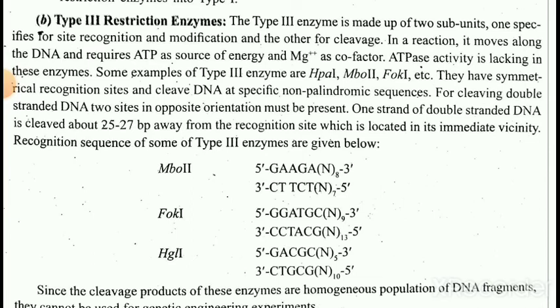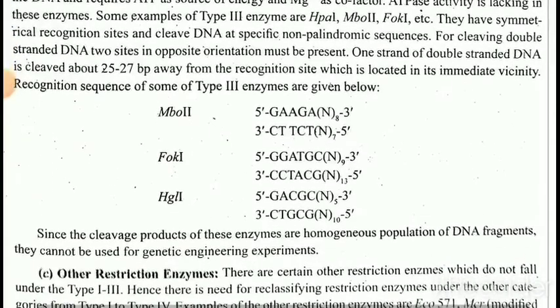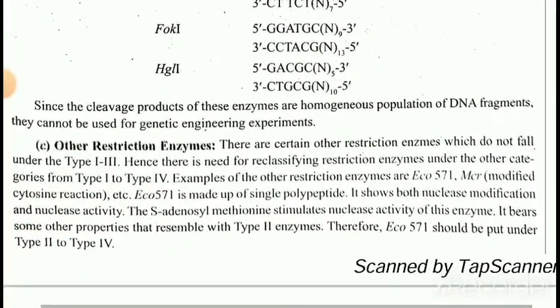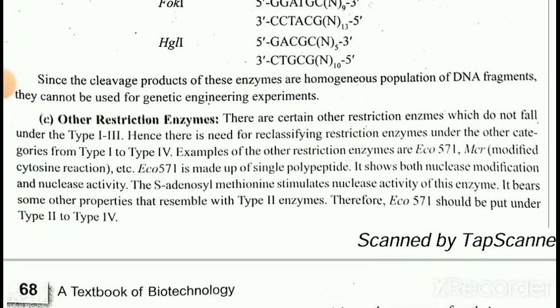See other restriction enzymes. There are certain other restriction enzymes which do not fall under type 1 to 3. Hence there is a need for reclassifying restriction enzymes under other categories from type 1 to type 4. Examples of the other restriction enzymes are Eco57I, MCR (modified cytosine restriction), etc. Eco57I is made up of a single polypeptide. It shows both modification and nuclease activity. S-adenosyl methionine stimulates the nuclease activity of this enzyme. It bears some other properties that resemble type 2 enzymes. Therefore, Eco57I should be put under type 2 to type 4.